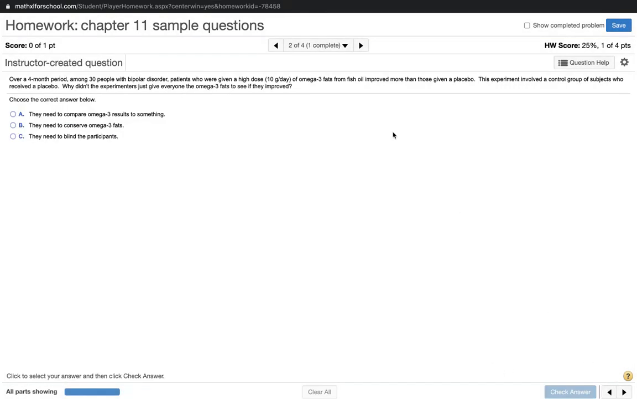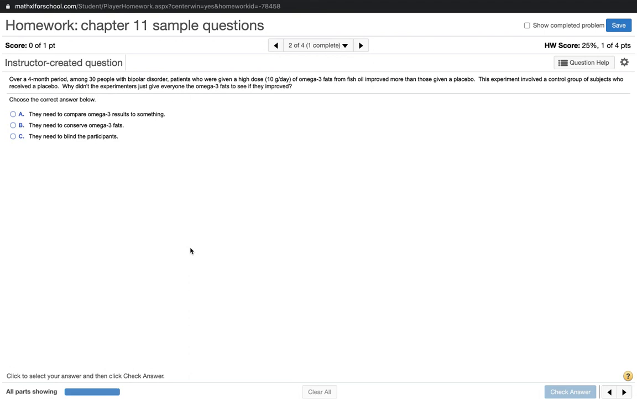All right. Now, second sample question. This experiment involved a control group of subjects who received a placebo. Remember, a placebo is essentially a fake treatment. Why didn't the experimenters just give everyone the omega-3 fats to see if they improved?